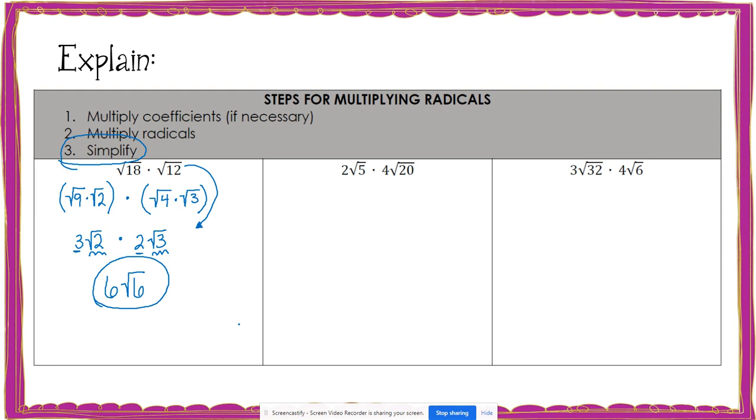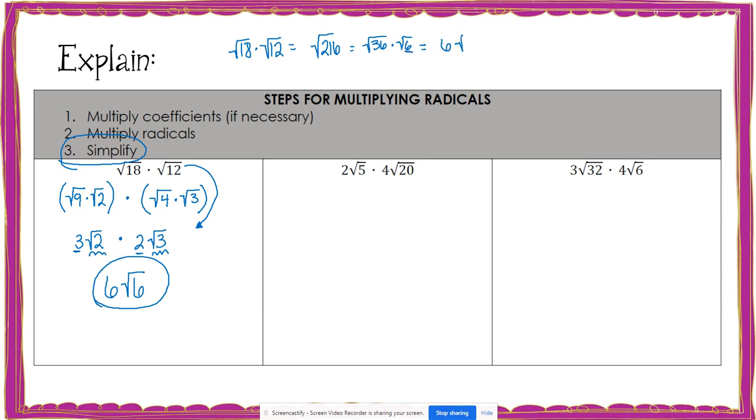You could have also gotten this answer by not simplifying to begin with. If you had just done the square root of 18 times the square root of 12, well, 18 times 12 gives you 216. If you list out all of the factors of 216, you'll find that its greatest factor that is also a perfect square is 36, because 216 can be written as the square root of 36 times the square root of 6. If you simplified the square root of 36, you would get 6.